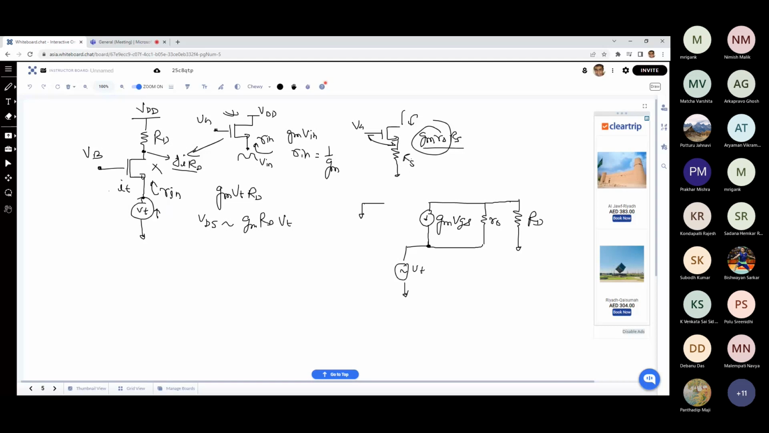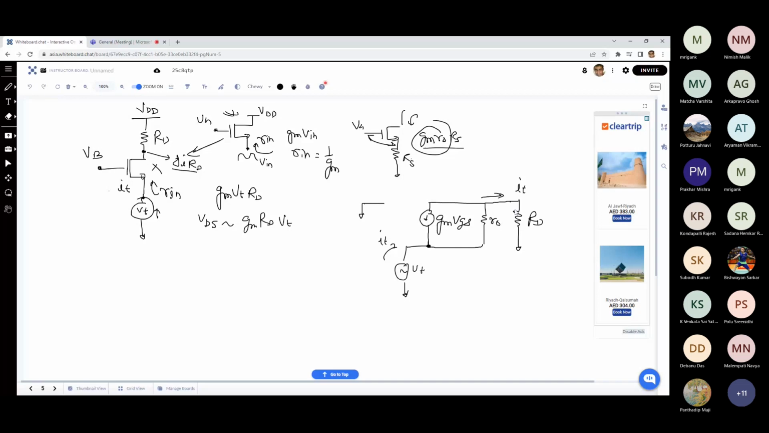Now, we can do the analysis and find out what IT is. All we need to find is IT. Whatever IT is going into this, because this is a single path, it should exit out of this, right? So these two are parallel paths, RO and gm VGS, sitting between the drain node and the source node. Whatever small signal current goes into it comes out of it.